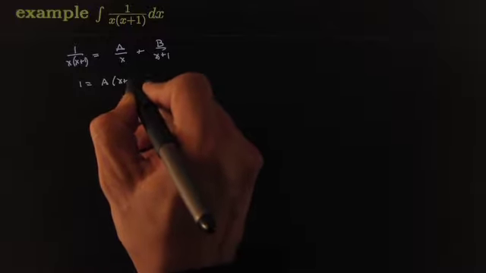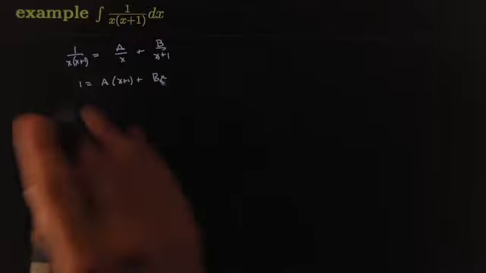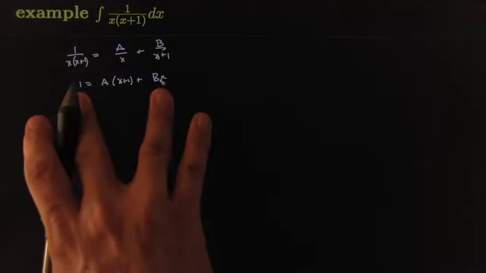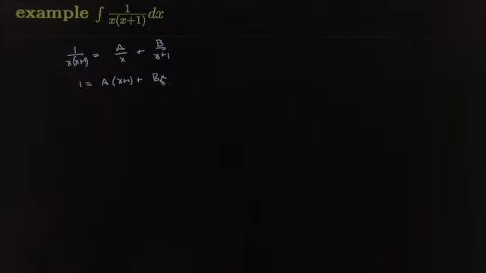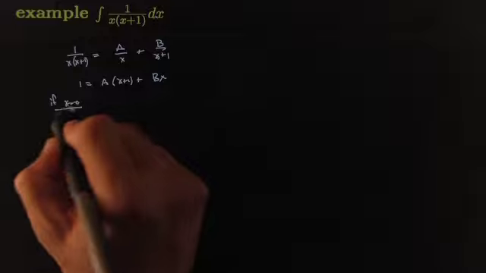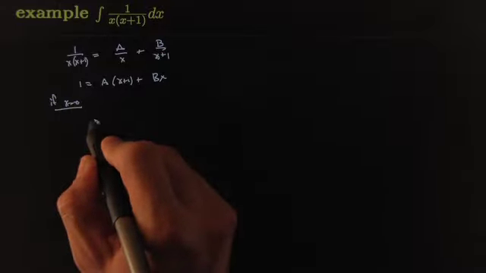This would be a times x plus 1, plus b times x. This should be true for all values of x, more or less. So I'm free to choose any values that I want. I would say, what if x was equal to 0? If x was equal to 0, that statement should still be true.